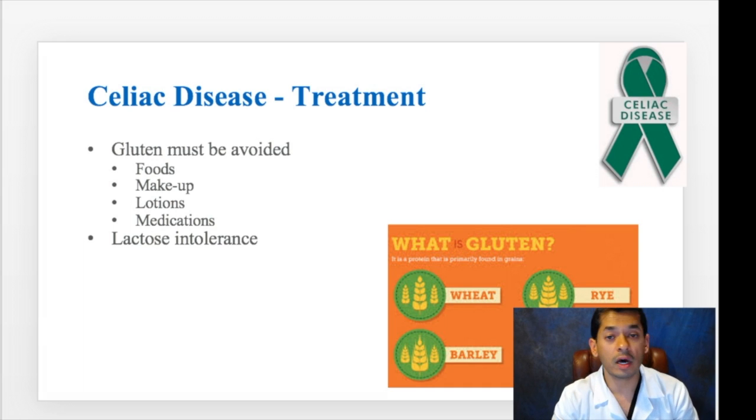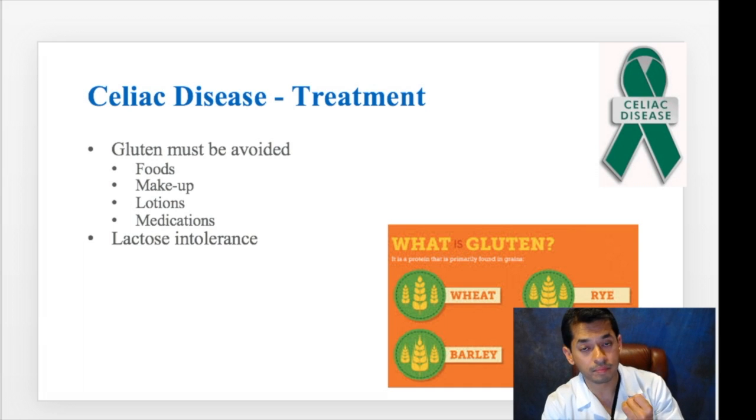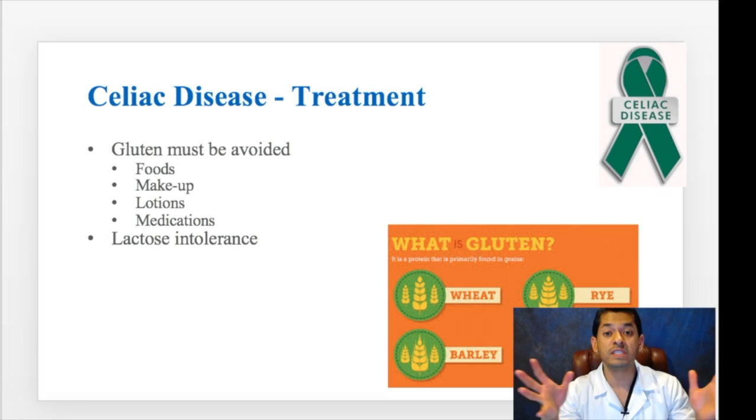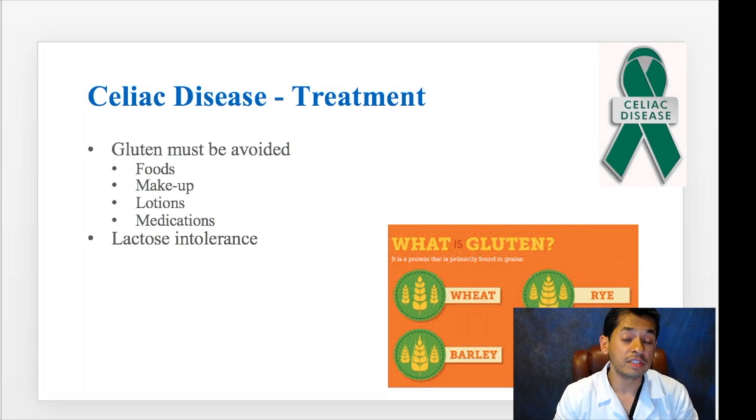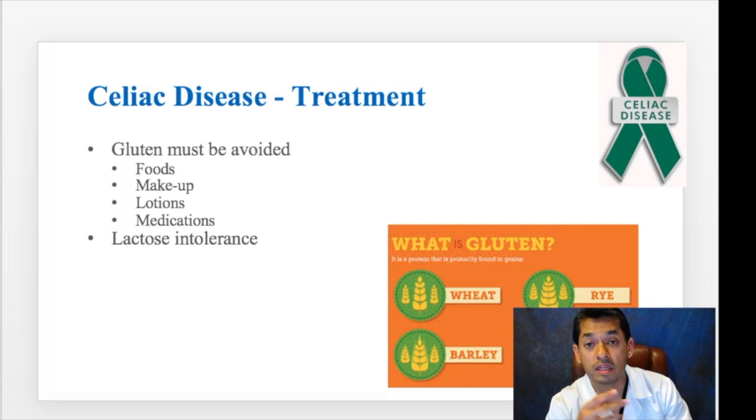But gluten's in a lot of other different things as well. It's in makeup, lotions, and medications. So you have to be very, very careful if you have celiac to avoid gluten not only in food, but in pretty much anything that's out there. Now this is different from gluten sensitivity, which I'll talk about next week, because the strictness of gluten avoidance does not have to be as prominent as it does in somebody who has celiac.